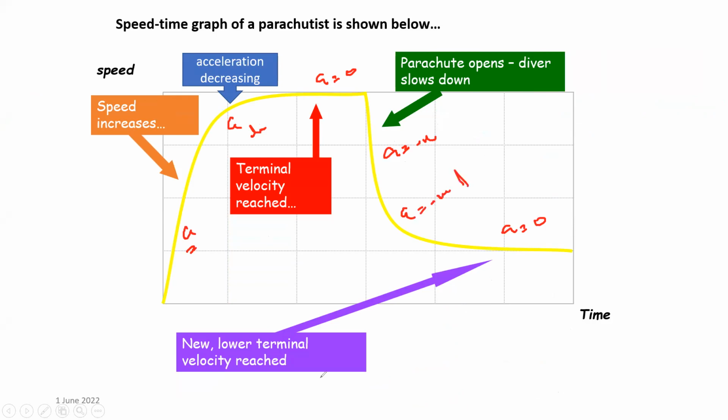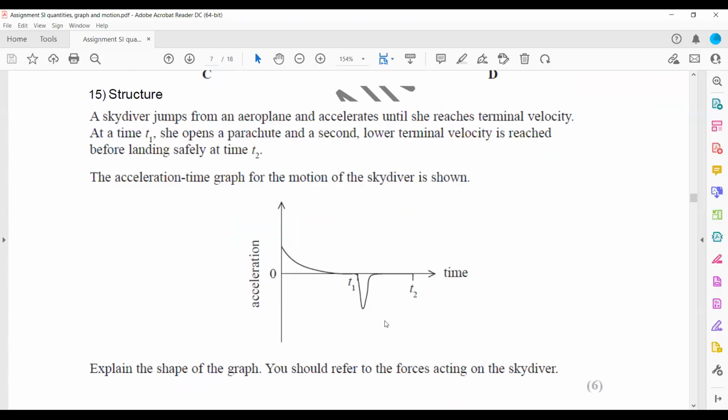So the same thing is there in the graph: the moment he jumps, he has the maximum acceleration. Then acceleration starts to decrease. Then air resistance balances the weight. At T1 he opened the parachute, more upward force than downward force, so he decelerates, with negative acceleration. Then speed decreases, so the deceleration also decreases until he reaches another terminal velocity. And at time T2, he lands on the ground with a lower terminal velocity.